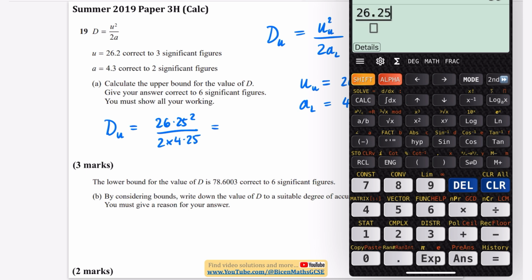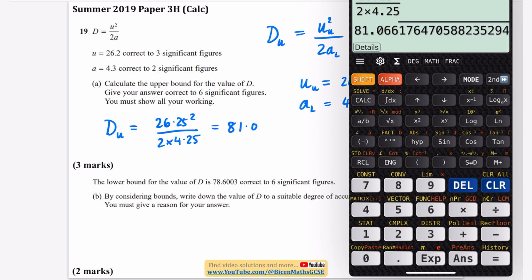That's a lot of significant figures. So 26.25 squared, 2 times 4.25, and we're going to press the SD button. So it's going to be 1, 2, 3, 4, 5, and then the 6th significant figure is going to be a 2 because the 7 makes it round up. So that's our upper bound that we've got there.